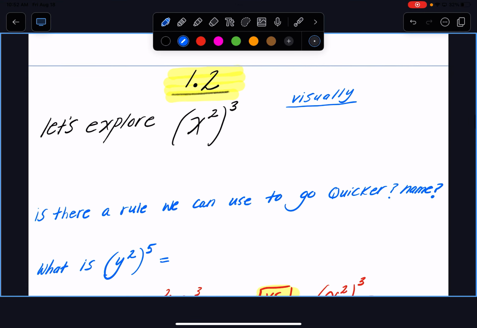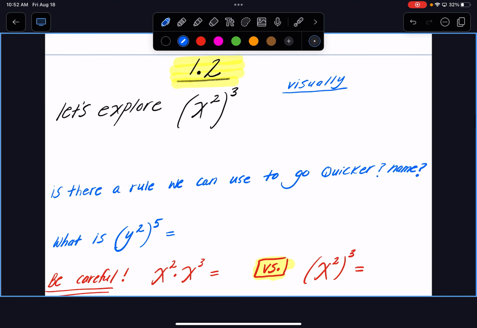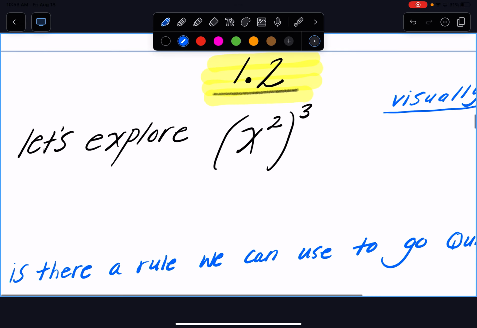All right, we're learning a new property today, which is pretty straightforward. So let's keep going. Once again, focusing so that we can actually have some homework time today. Okay, let's explore this right here. This is 1.2. Let's explore something to a power.